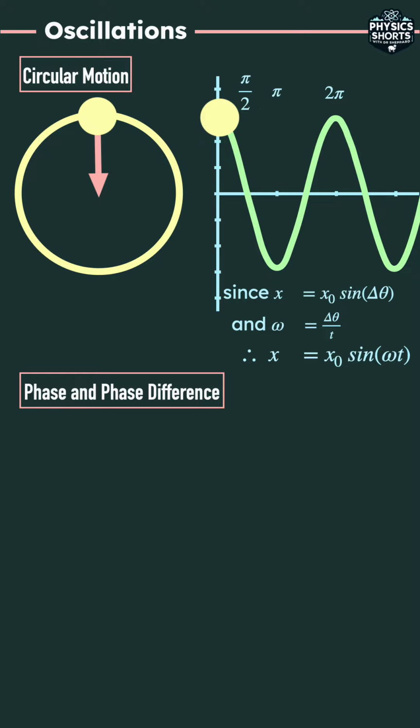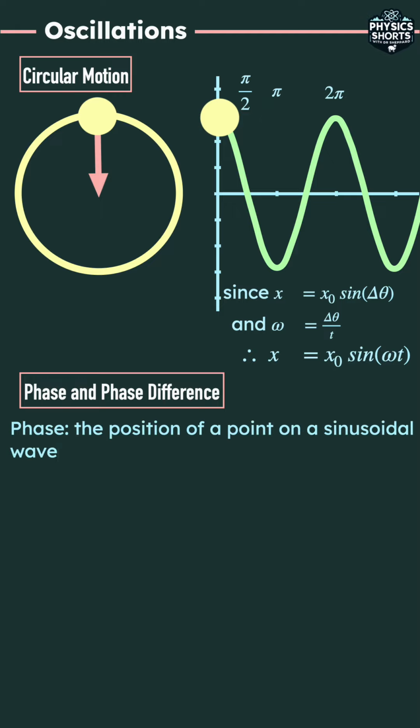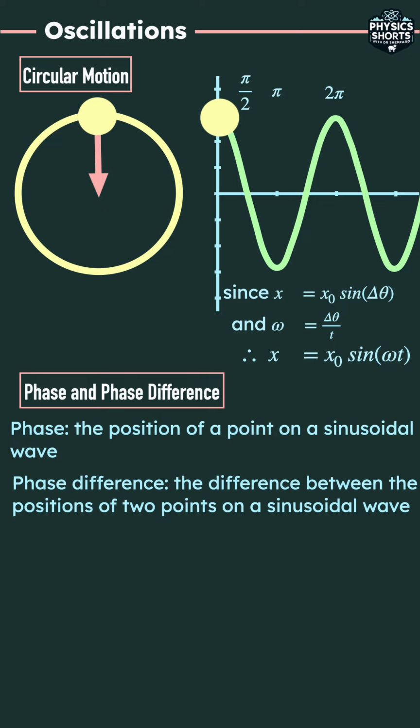The difference between these positions, so 2 pi and pi over 2 for example, is called the phase difference. So phase relates to the position of a point on a sinusoidal wave. Phase difference is a difference between the positions of 2 points on a sinusoidal wave.